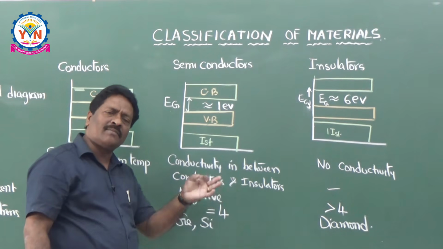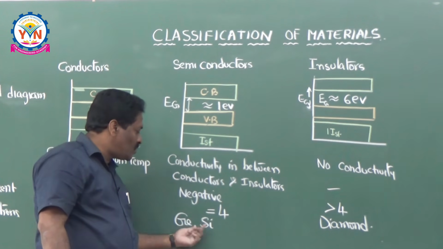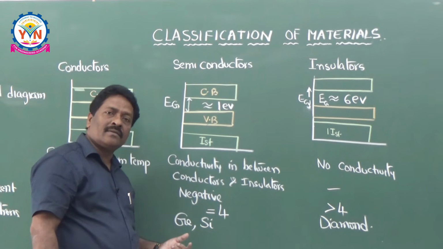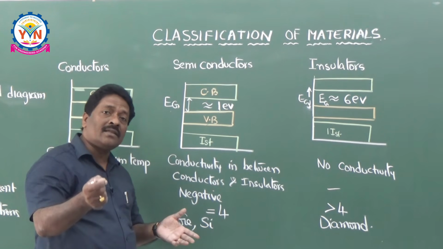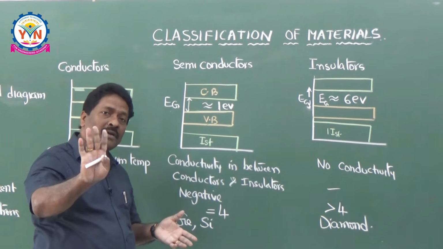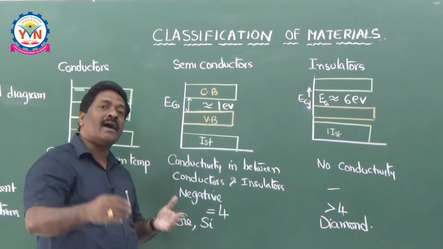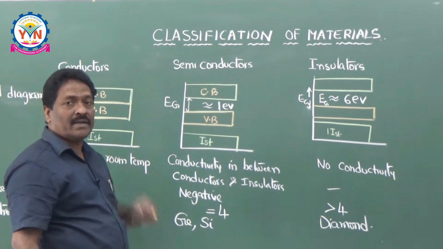So that's why it has a negative temperature coefficient of resistance. The most famous materials are germanium and silicon. Already I have shown you the electronic configuration for this, and from it you understood very clearly that the valence electrons are 4. As it is 4, exactly half of 8, I can say it is semi, meaning half. That's why they are called semiconductors.